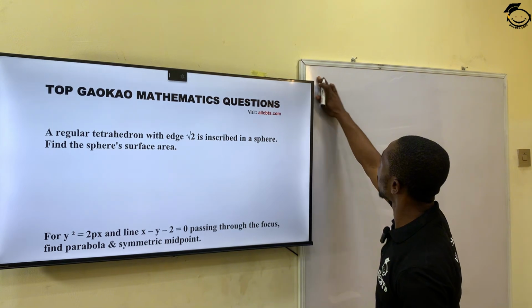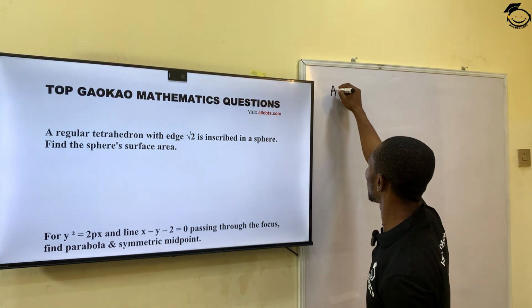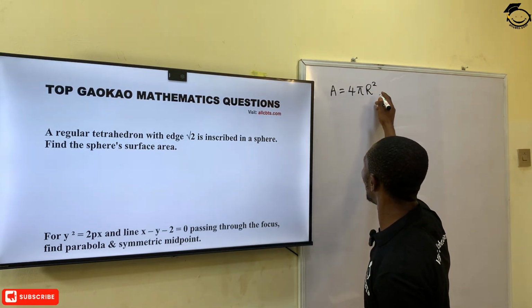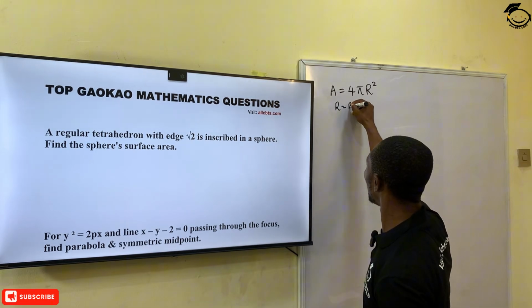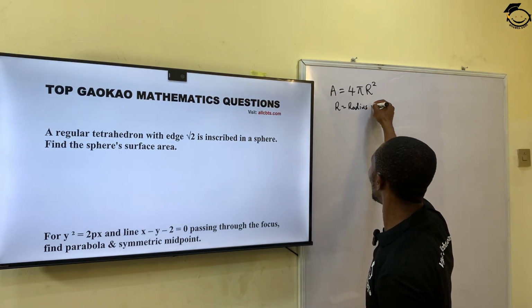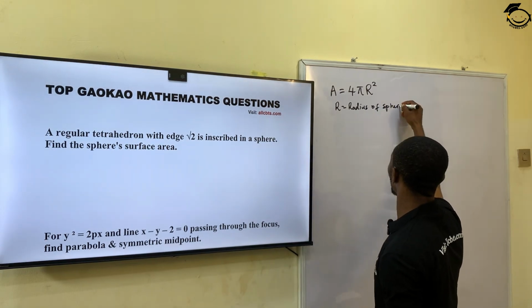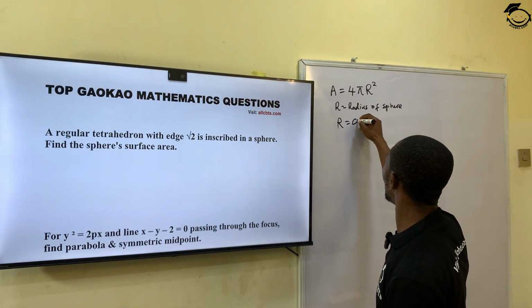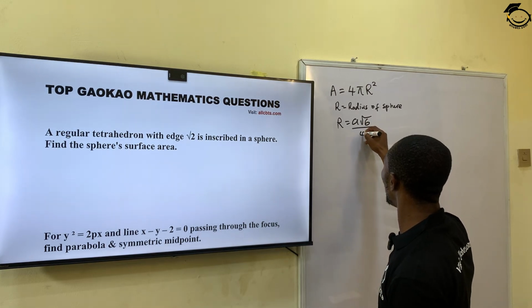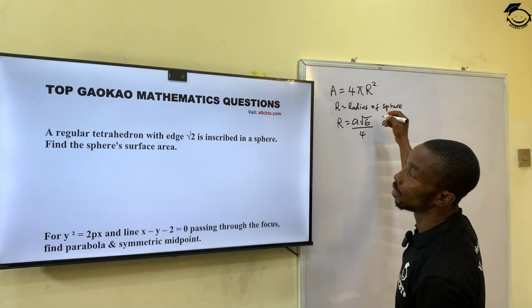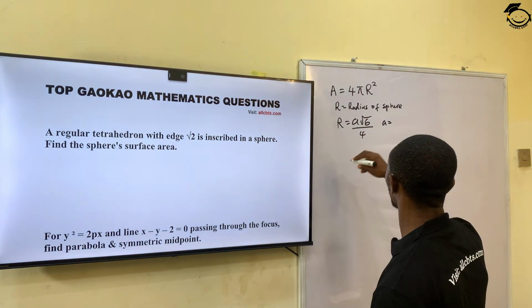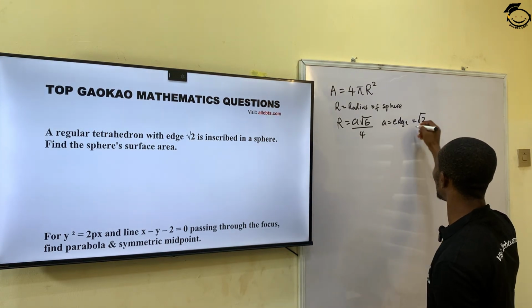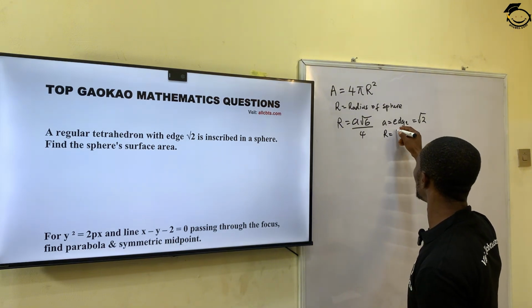Now, for calculating the surface area of a sphere, we have A equals 4 pi r squared. Now we need to find the radius of our sphere. To calculate it, we will be using r equals a root 6 over 4, where a is the edge of our tetrahedron, which is given as root 2, and r is the radius of the sphere.